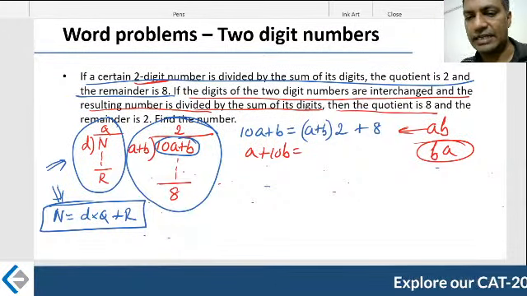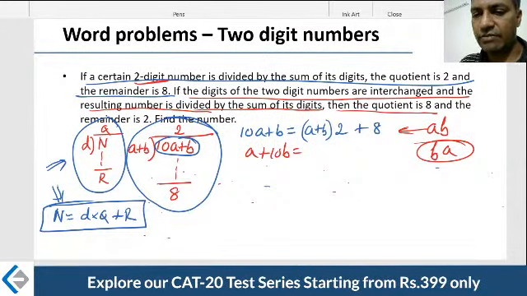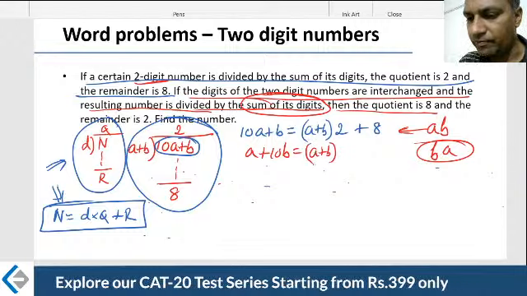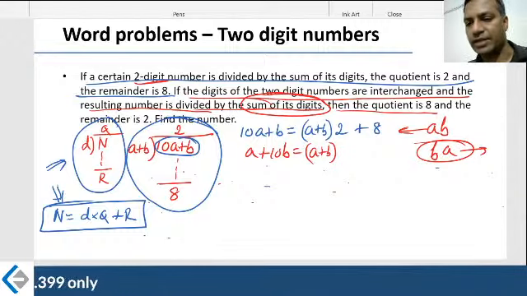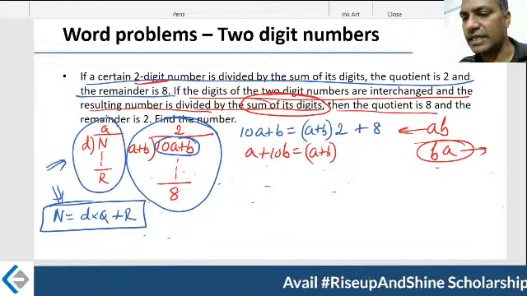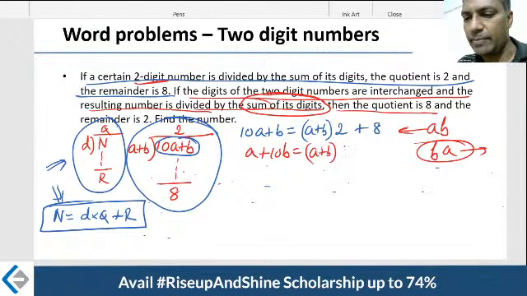Now, underlined in red, read it carefully. It says the resulting number is divided by the sum of its digits. The sum of the digits is still going to be A plus B, because the sum of the digits of this number is not different. The quotient is 8 and the remainder is 2.